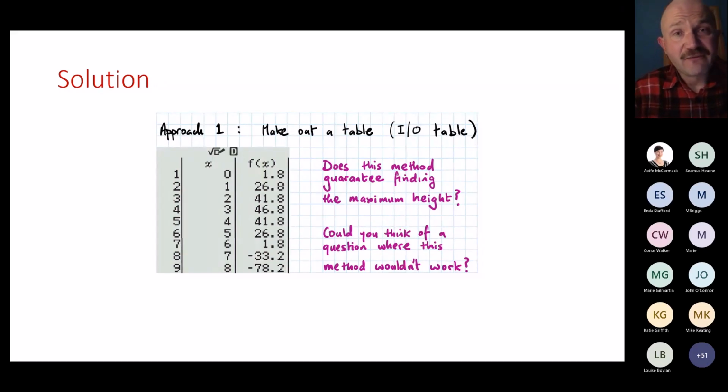Now that is actually the correct answer, 46.8 meters, but a teacher at this stage, to try to generate some deeper or higher level thinking, could say to a student, well, will this particular method always guarantee finding the maximum height? And of course, the answer is no, because maybe the maximum height doesn't occur at one of the input values that you have used. Maybe it occurs halfway or partially between one input value and another. Or a similar question, could you think of a question where this method wouldn't work? And that might get students thinking, okay, this method has worked here, but maybe I need to develop or explore other methods if the same type of question, but slightly different, came up in future.